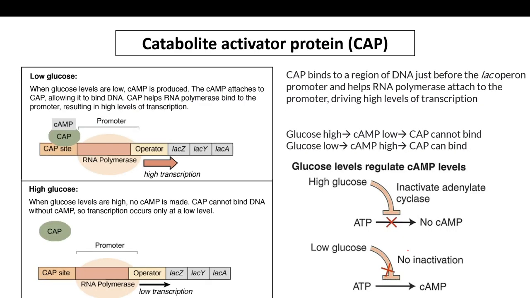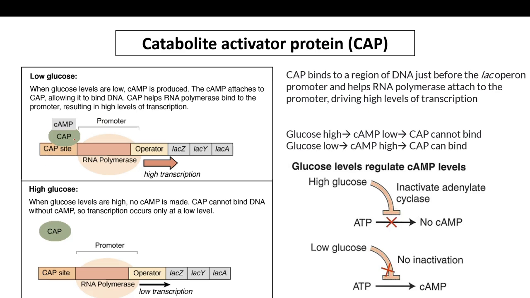Now let us talk about the glucose sensor, which is known as the catabolite activator protein. This catabolite activator protein will bind to the positive regulatory site ahead of the promoter region that I was mentioning in one of my earlier slides. So this is the promoter and this is the CAP binding site where CAP will bind.